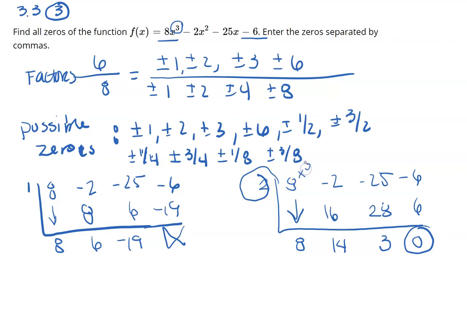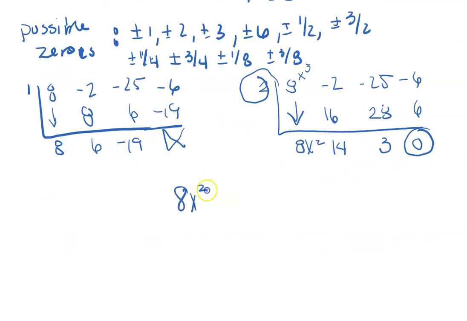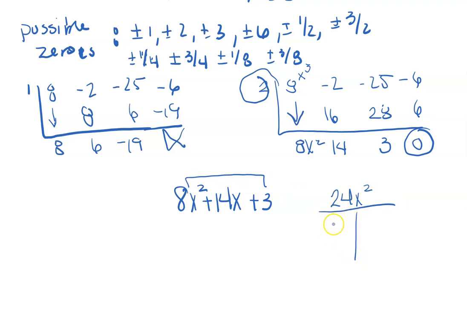Now, since I started out with x cubed, I'm now at x squared. I'm going to take 8x squared plus 14x plus 3, and I'm just going to go ahead and either factor or do the quadratic formula. Now let's see if this one factors. So I'm going to multiply those two together to give me 24x squared. I'm going to think of the factors. What will multiply to give me 24x squared? That's 1x and 24x, 2x and 12x, 3x and 8x, 4x and 6x.